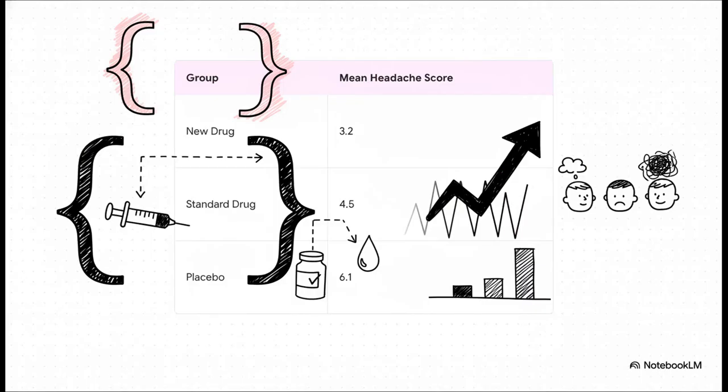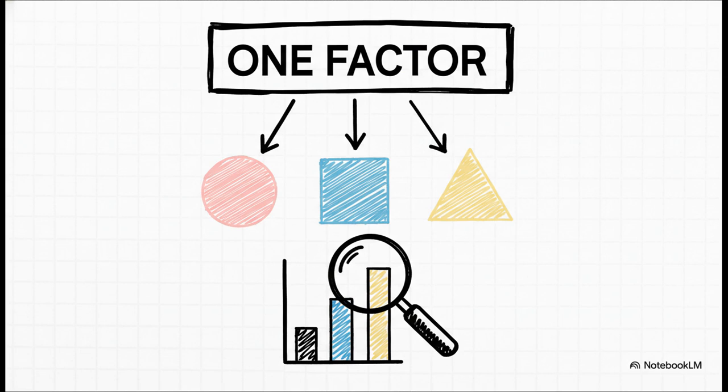So here's what our data looks like. It's really straightforward. We have one independent variable, which we call a factor, and that's the treatment group. And this one factor has 3 different levels: the new drug, the standard drug, and the placebo. And for each of those, we're measuring one thing: the average headache score. So the takeaway here is super simple. You're going to grab a one-way ANOVA when your research has this exact setup. One factor, broken into 3 or more separate groups, and you're just comparing their average scores.